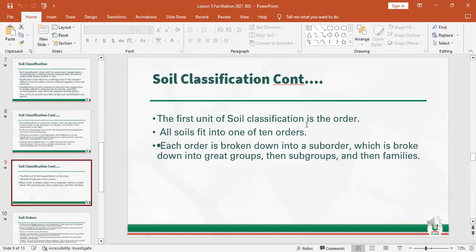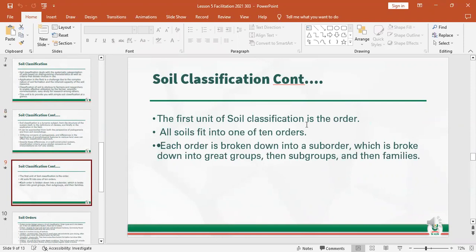Now, the first unit of soil classification is the order. Of course, you know that in the USDA soil taxonomy, we used to have 10 soil orders, but recently it has been upgraded to 12 soil orders. And when we mention the orders, we have the suborders.